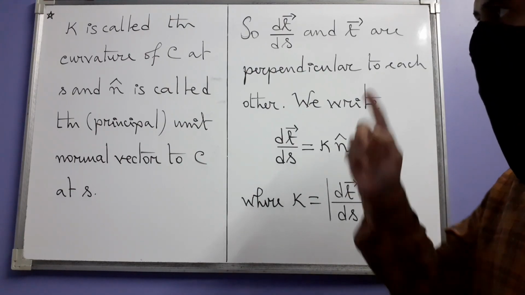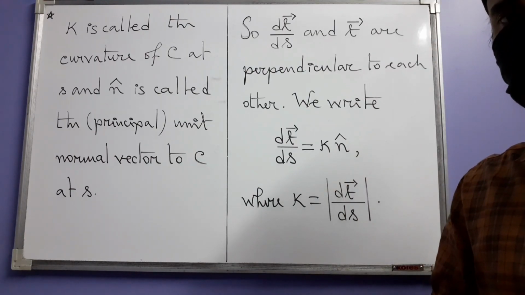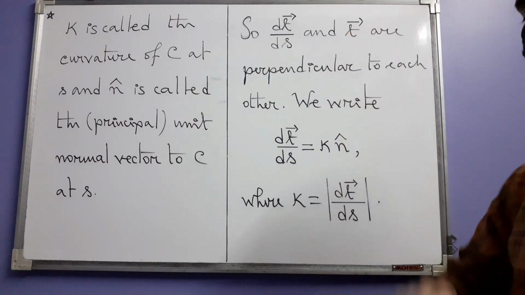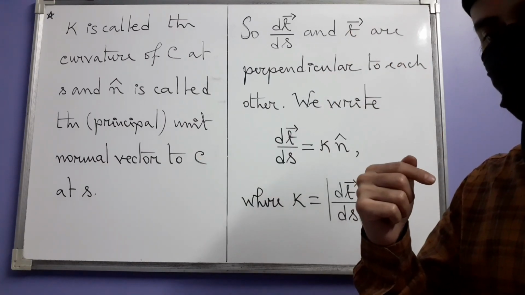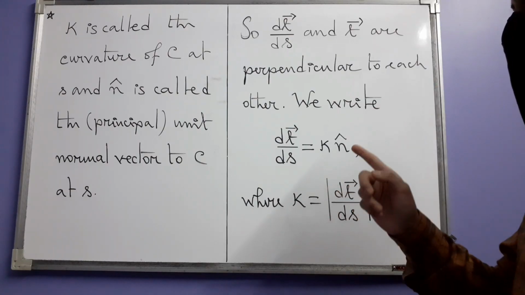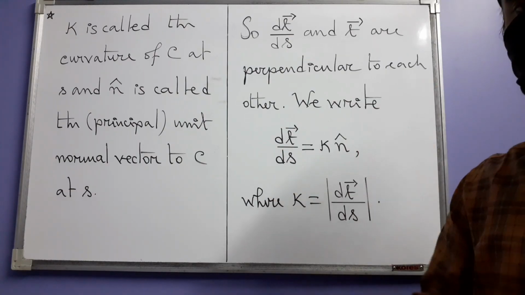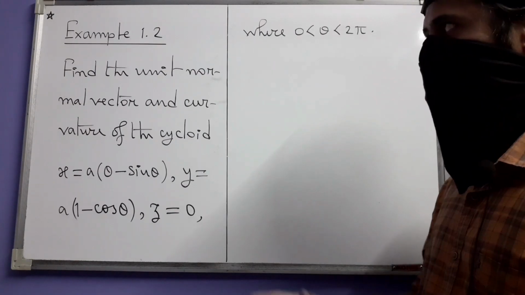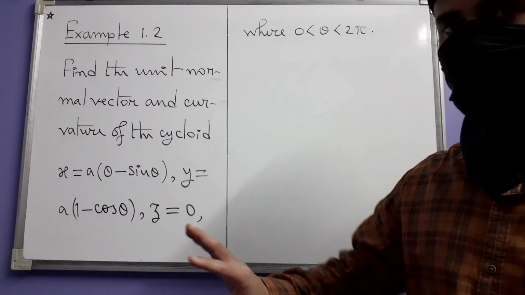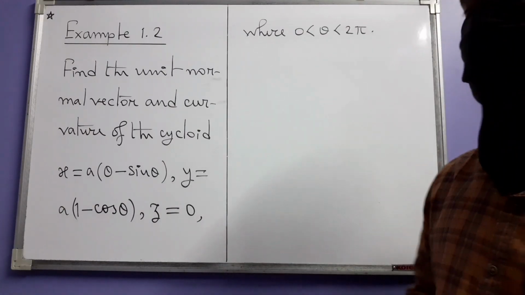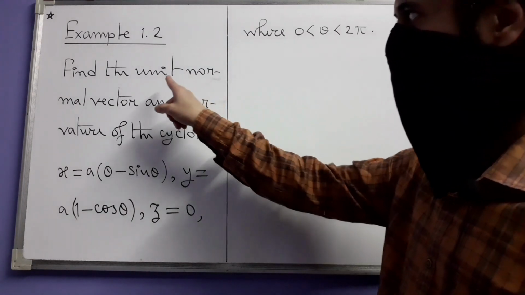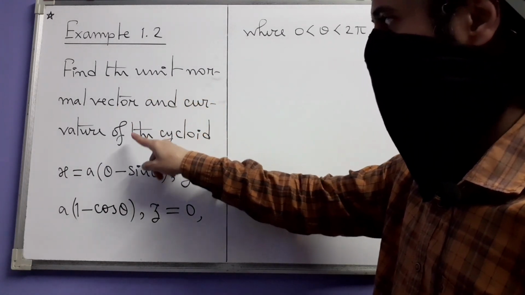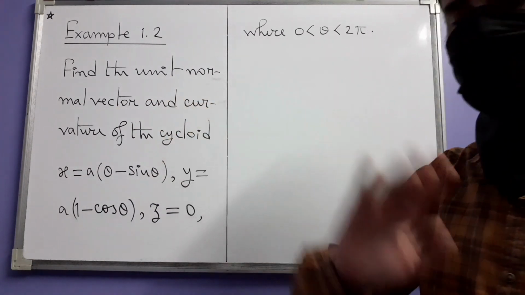Now let's go back to that example which we saw when we discussed the unit tangent vector, that cycloid I think it was. In that example, let's now calculate the unit normal vector. Example 1.2. So not exactly the same example as that one, but the curve is the same. So now we have to find the unit normal vector and curvature of the cycloid.